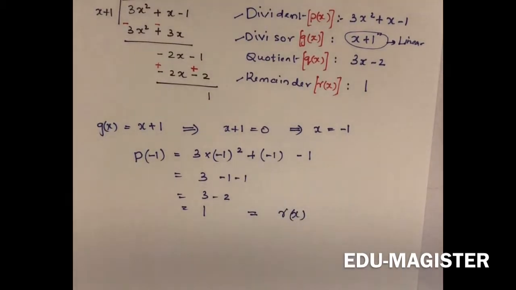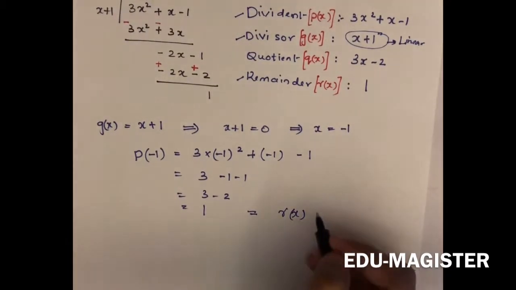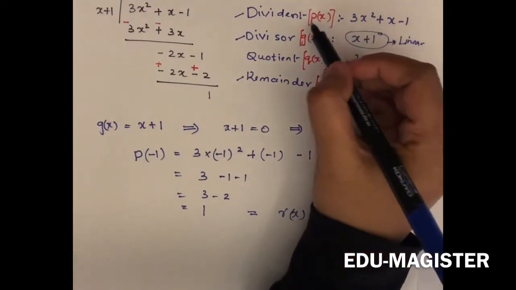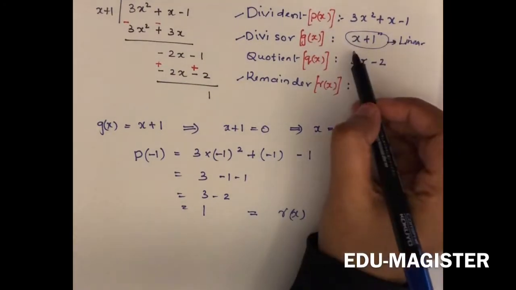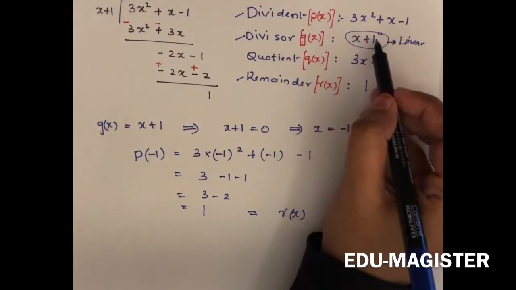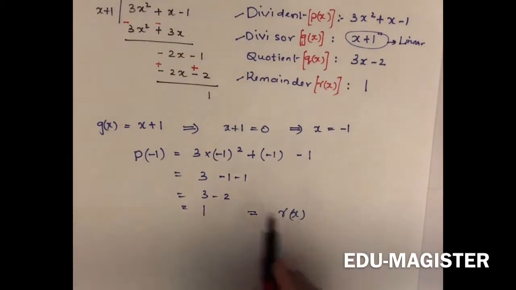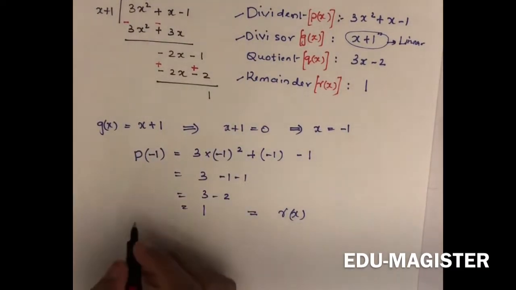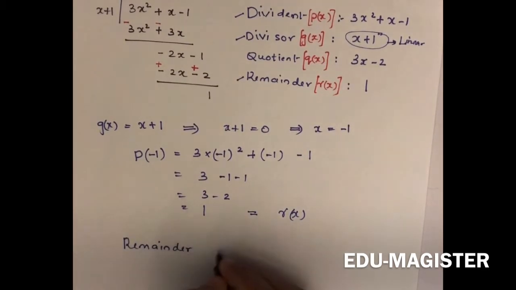This is r of x, right? So this theorem, wherein we can find the remainder from the dividend and divisor, that is, if we know what is the dividend and divisor, and if the divisor is a linear polynomial, then we can find the remainder directly without doing all this long division. This theorem is called the remainder theorem.